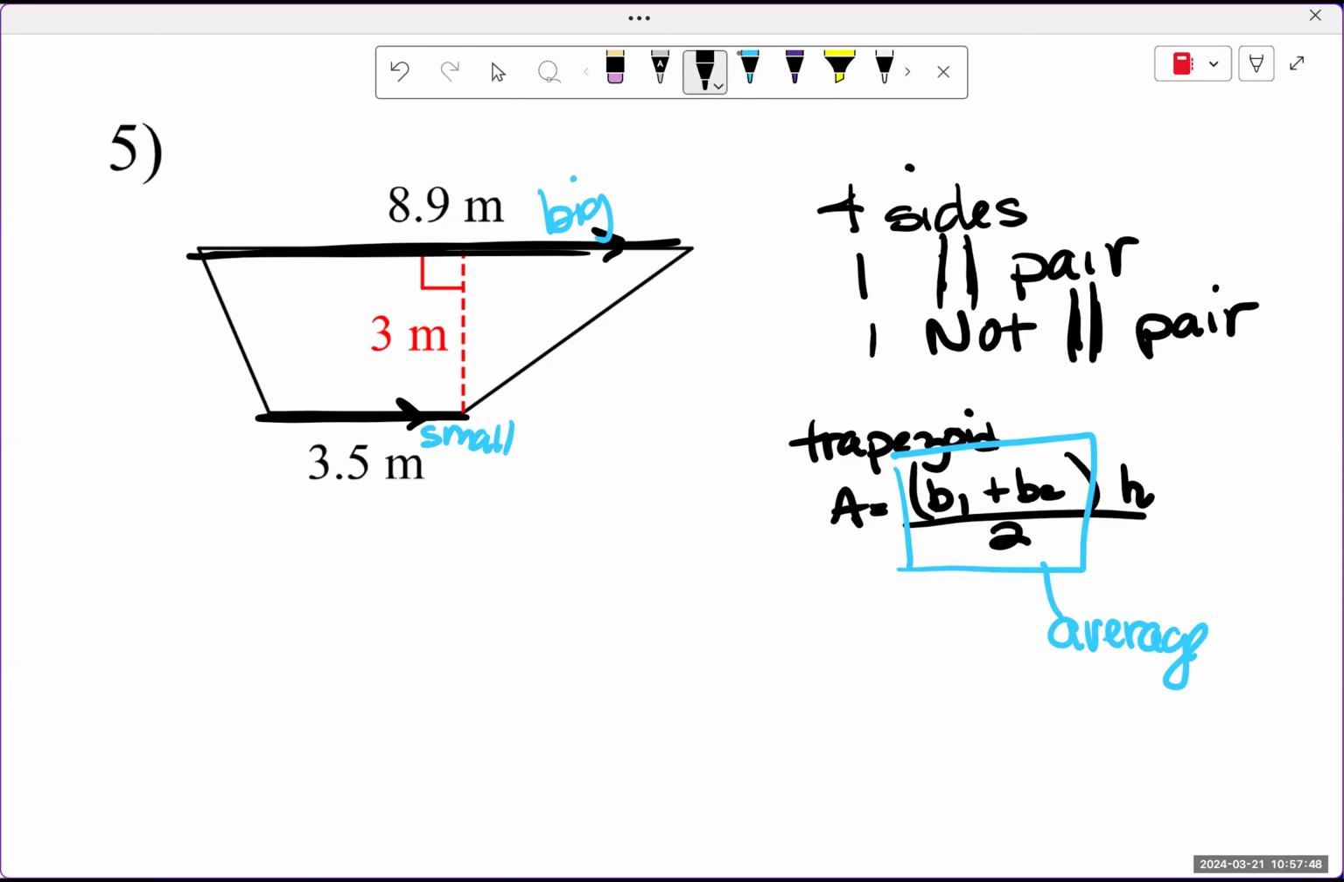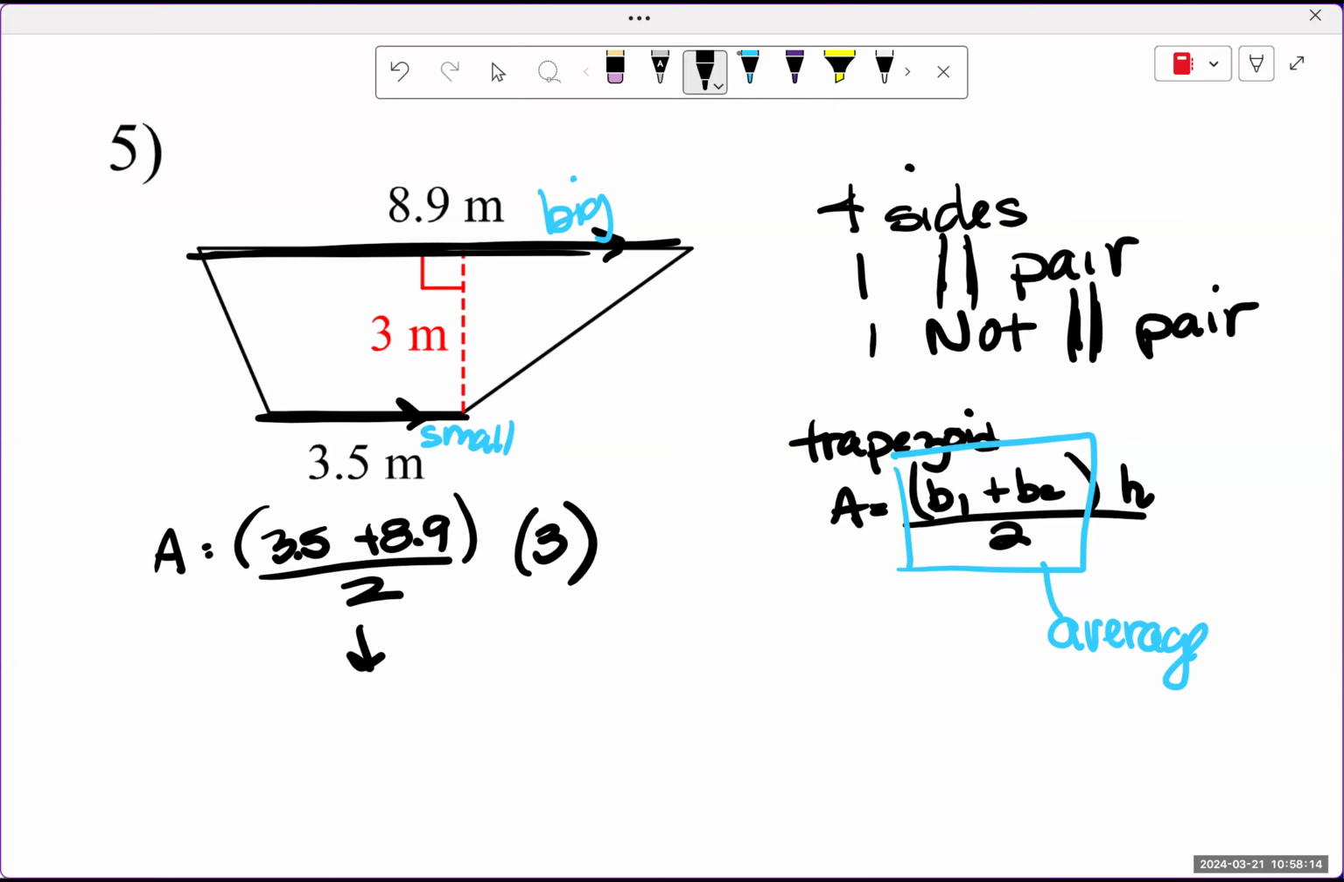So area equals 3.5 plus 8.9. And we're going to divide that by 2, and then we're going to multiply by the height. Yeah. So 3.5 plus 8.9 divided by 2. This gives me 6.2.